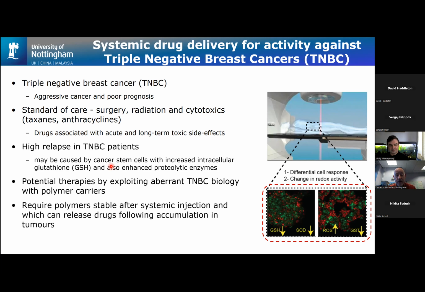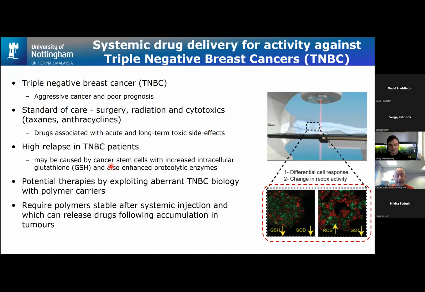But for all of this, you require polymers which are stable after systemic injection and which can release drugs following accumulation in the tumor. So you want something that can travel around the body safely, but then only releases its drugs on the right site. And this is where we started this investigation. We started this about 5 years ago now, and we assembled a team to do this.